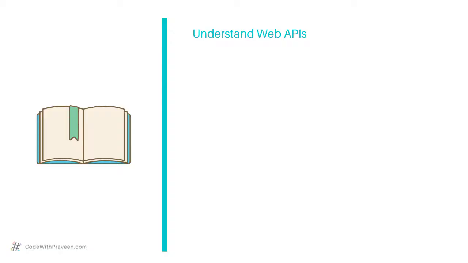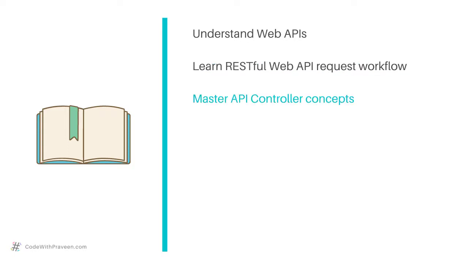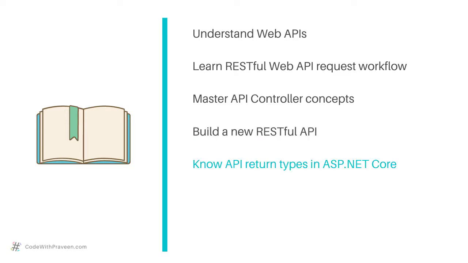Some of the topics you learn include an overview of Web APIs in ASP.NET Core, Web API request workflow, HTTP status codes, mastering API controller, building a new Web API from scratch, learn API return types, namely action result of T, and async await, techniques to improve your Web API project using AutoMapper, build Web API operations such as get, post, put, and delete for collections as well as individual items, implementing association APIs, and so on.